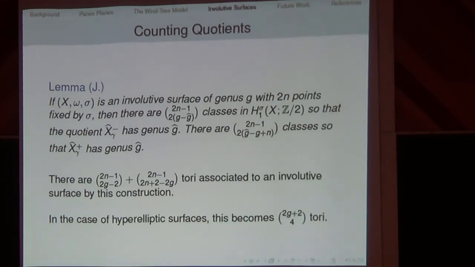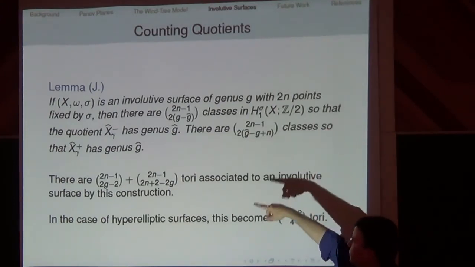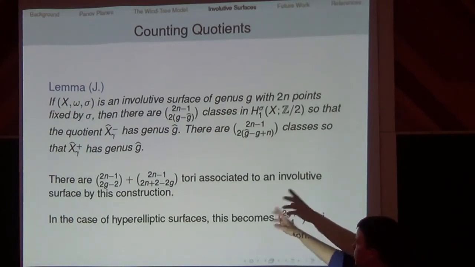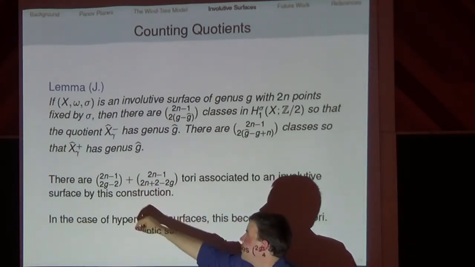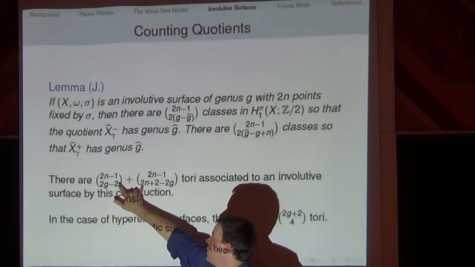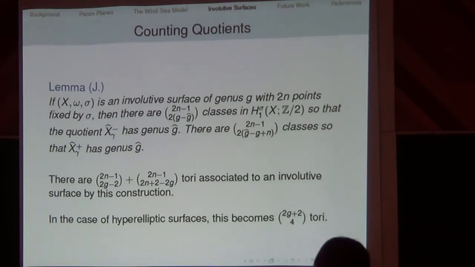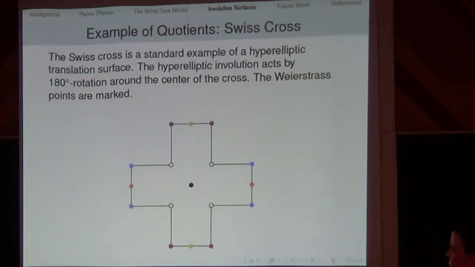And in the special case of a hyperelliptic surface, so this has 2n fixed points, so replace 2n with 2g plus 2, and then you're looking for tori, so replace this thing. You can combine these with Pascal's identity to get this particular expression here. So if you have a hyperelliptic surface of genus g, you can associate 2g plus 2 choose 4 tori to it. And let me just give you a concrete example of that.